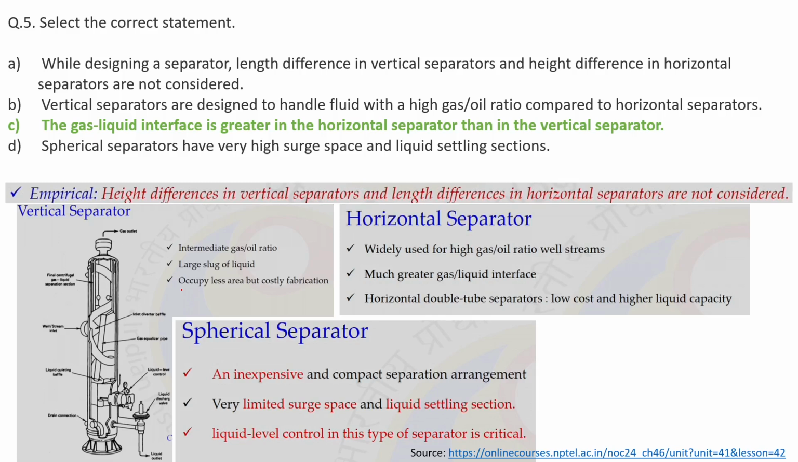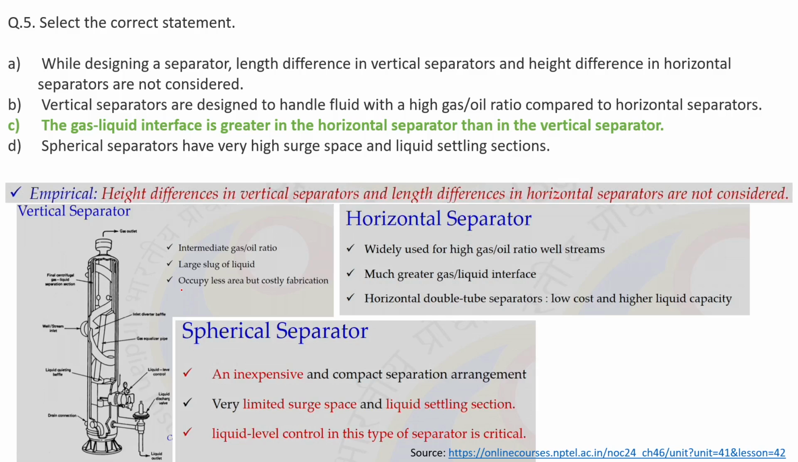As horizontal separators are widely used for high gas oil ratio well stream, there is a much greater gas liquid interface. And horizontal double tube separators have low cost and high liquid capacity. So these are the different properties of a horizontal separator. In that you can see it gives a much greater interface for the gas and liquid. Hence option C is the correct one.